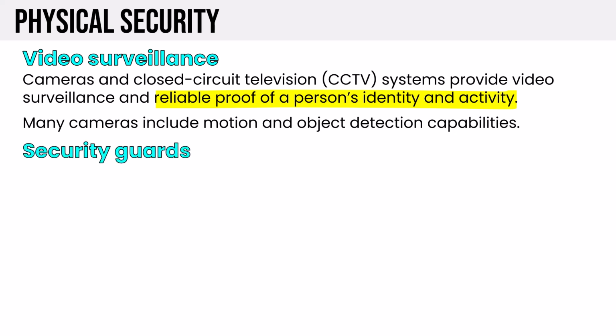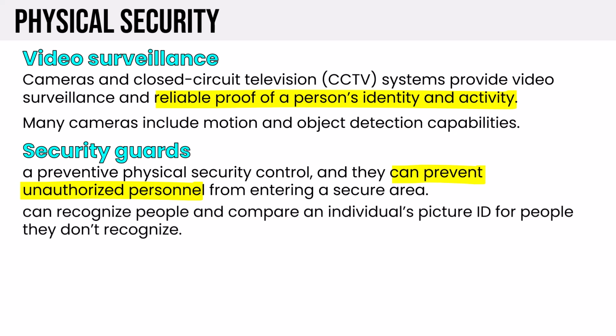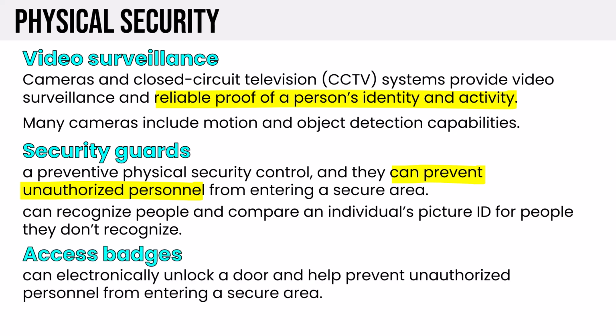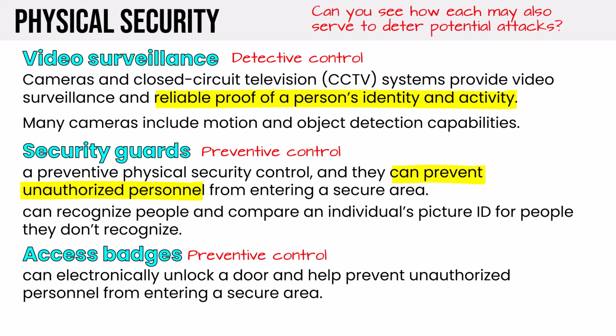We have security guards, a preventive physical security control, and they can prevent unauthorized personnel from entering a secure area. They can recognize people and compare an individual's picture ID for people they don't recognize. Access badges can electronically unlock a door and help prevent unauthorized personnel from entering a secure area. So if we were to put a label on these, video is detective, security guards are preventive, access badges are preventive. Maybe you can see how each may also serve to deter potential attacks.